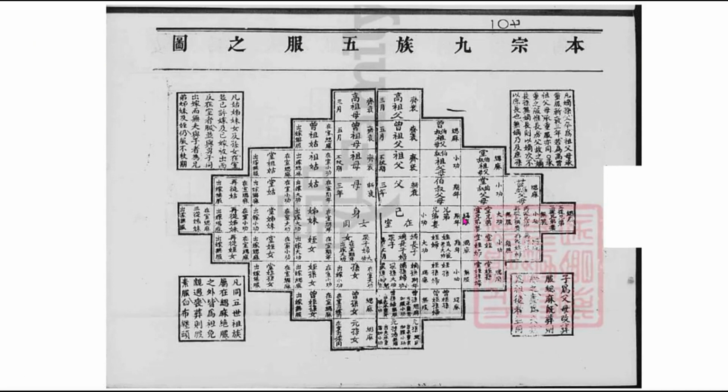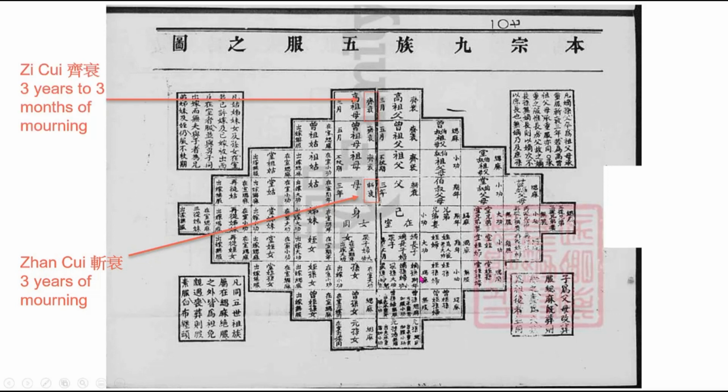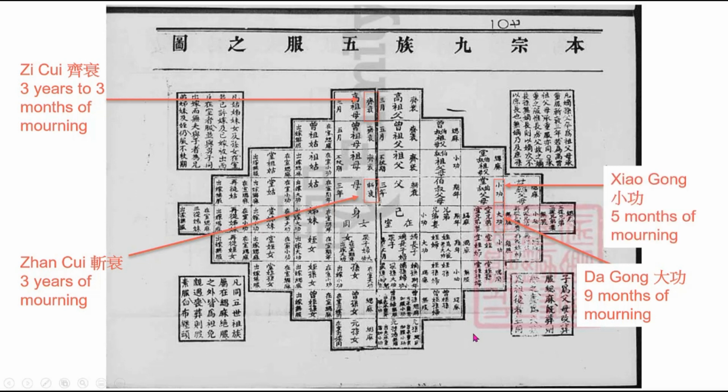This is a chart that lists a different mourning system. It might look a little complicated at first, but what it is a chart to tell you when a certain family member passed away, what type of system you should follow. For example, for this person, mother, you would follow a system called 斩催, which is 3 years of mourning. Next level down, you have 祭催, which is 3 years to 3 months of mourning. Next, you have 大公, which is 9 months of mourning. Next level down, you have 小公, 5 months of mourning. Last, you have 司马, which is 3 months of mourning.